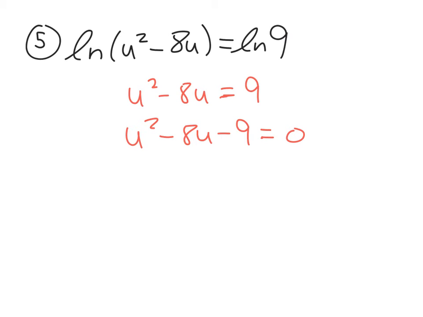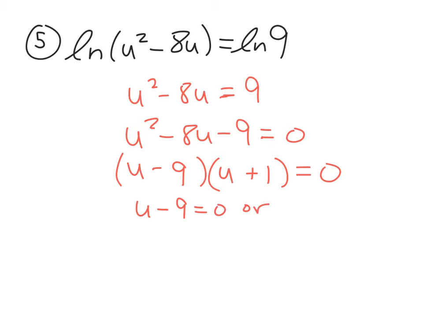This equation will factor. So we have u minus 9 and u plus 1 is how this will factor. So we can say either u minus 9 has to equal 0 or u plus 1 equals 0, in which case one more step of algebra here. We get u equals 9 or u equals -1.